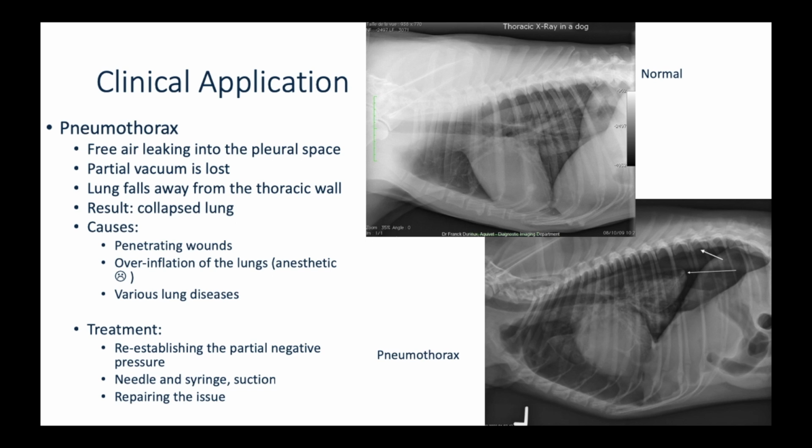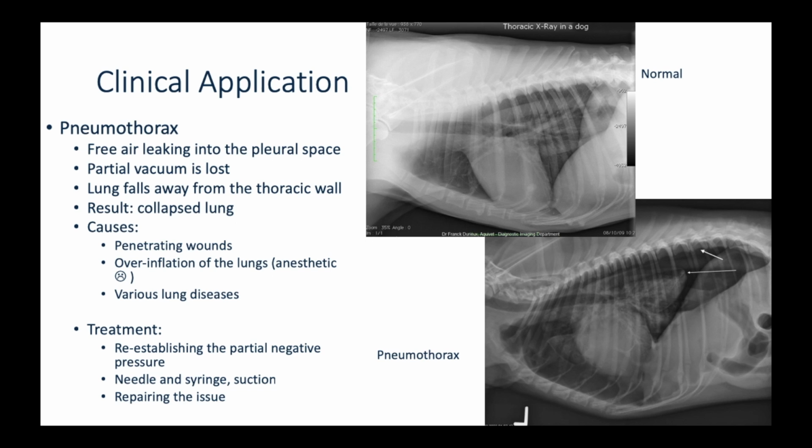If the air in the lungs leaks into the pleural space, the space between the lungs and the thoracic wall, the partial vacuum is lost. The presence of free air in the thorax is called pneumothorax, and it results in the lung in that area actually falling away from the thoracic wall.